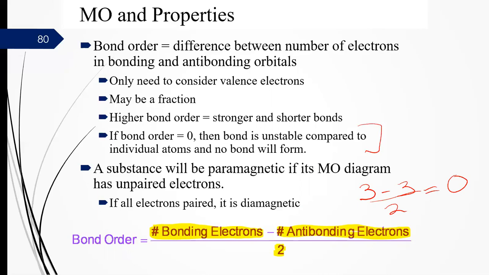The higher the bond order, the stronger that bond is going to be and the shorter that bond is going to be. And so we're going to do this with all of our valence electrons, is we'll look at where they're assigned as either bonding or antibonding.